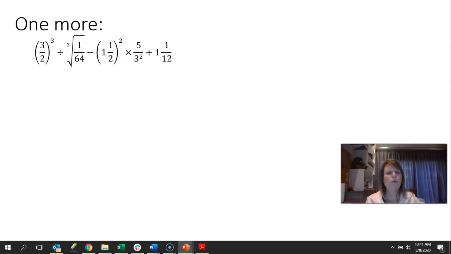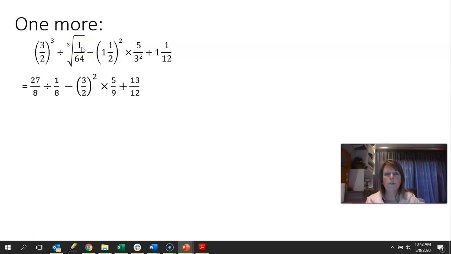Okay, even if you write more lines, you only tackle one thing in the expression at once. Right, let's have a look. First of all, we are going to cube each of these because there is a bracket around the whole fraction. So 3 cubed is going to give me 27. 2 cubed is going to give me 8. Then I had to divide that by the cube root of 1 over 64.